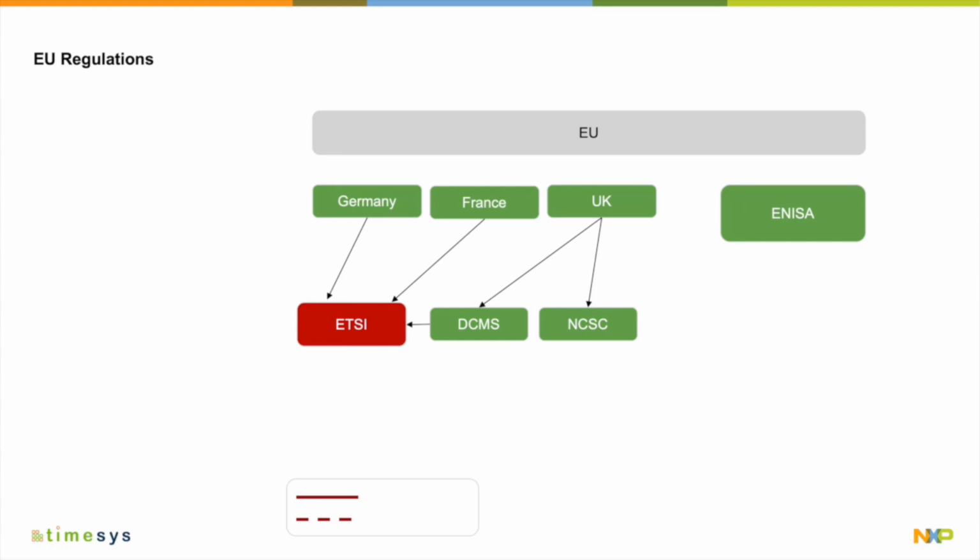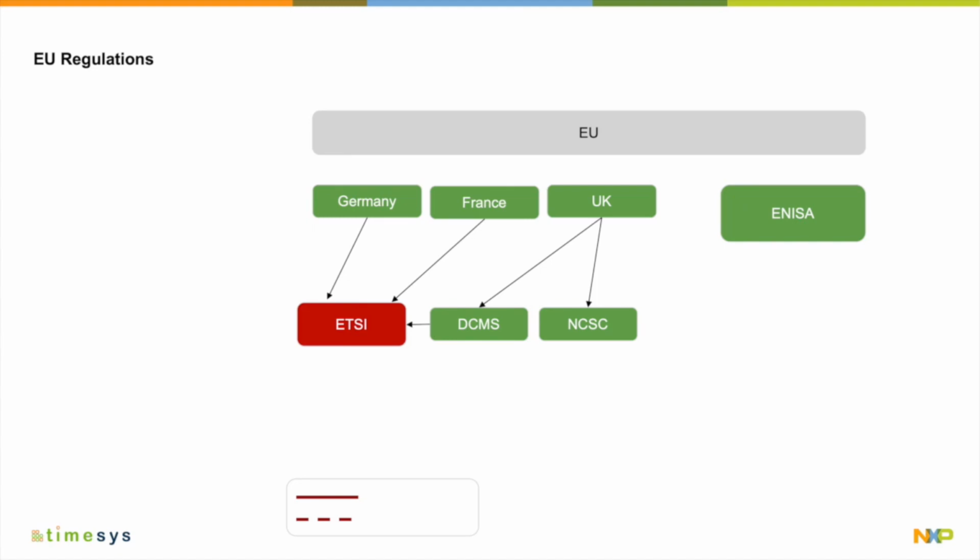We also have the European Union Agency for Cybersecurity, ENISA, which is tasked with assisting the European Commission and member states to meet the requirements of network and information security. We have the standardization body, the European Telecommunications Standards Institute, ETSI, which is a recognized standards body dealing with telecommunication, broadcasting, and other electronic communication networks.